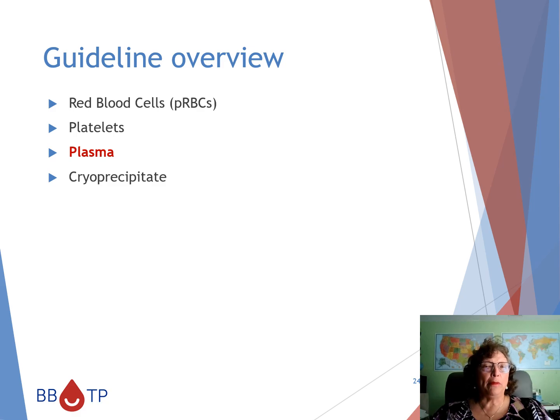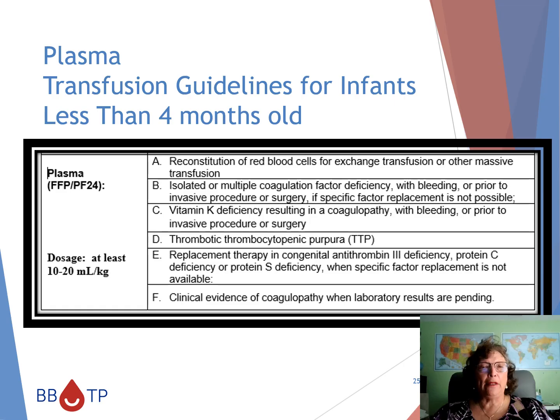The next type of product that we're going to be looking at is plasma. And in plasma, again, the dosage is 10 to 20 mLs per kilogram. There's a number of different items that you can look at here as to guidelines as to when you will transfuse. You have vitamin K deficiency, you have TTP, you have a situation where if you do not have the factors available, that sometimes actual factors are not available, then you would use various products such as plasma.